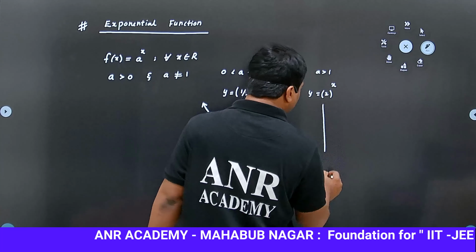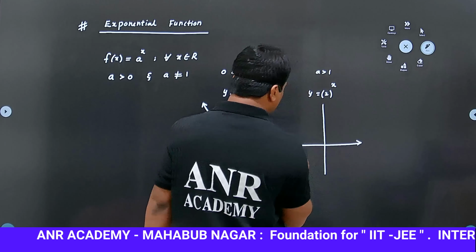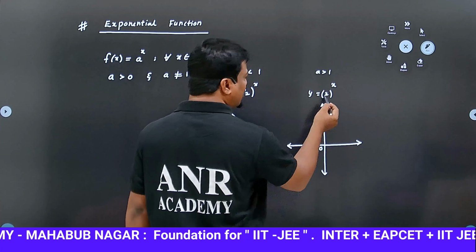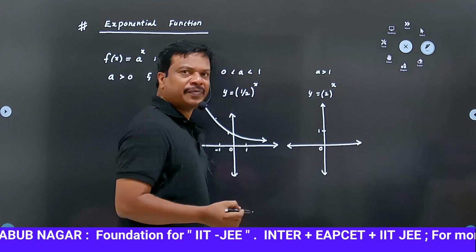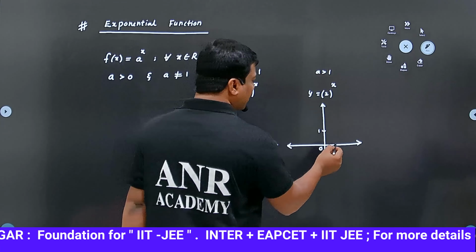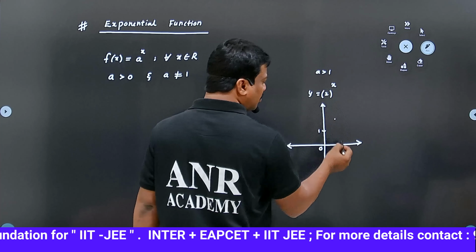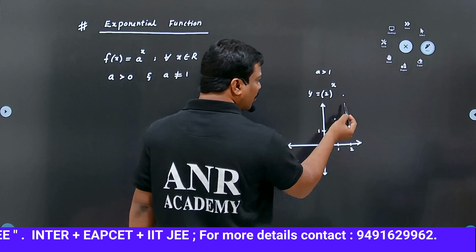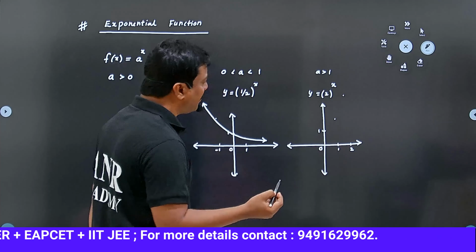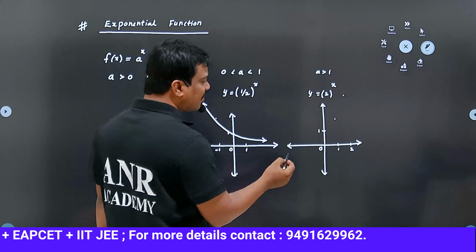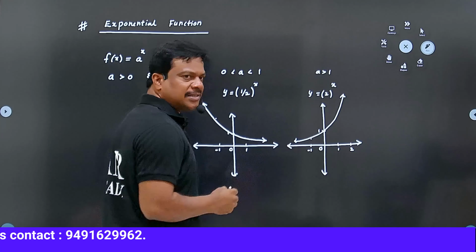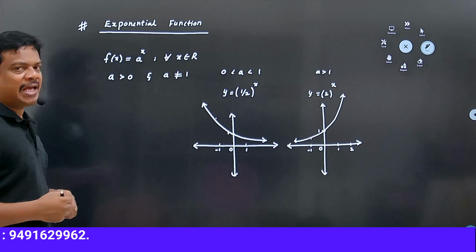Next, 2 power x. When base value is more than 1, the graph increases. Let us observe, put x equal to 0, 2 power 0 becomes 1. If you put the value of x equal to 1, 2 power 1, nothing but 2. Next, if you write x value 2, 2 power 2 becomes 4. Next, if you put minus 1, 1 by 2. Joining all these points, this is the graph. It rapidly increases. So this is about exponential function.